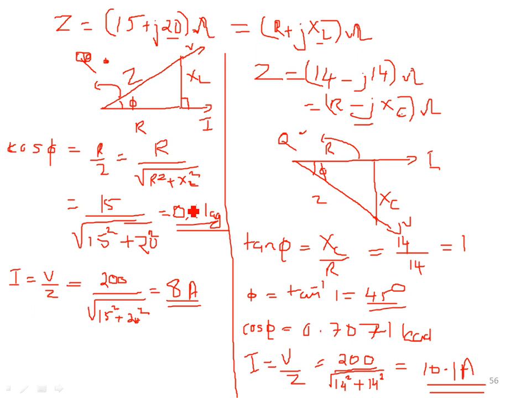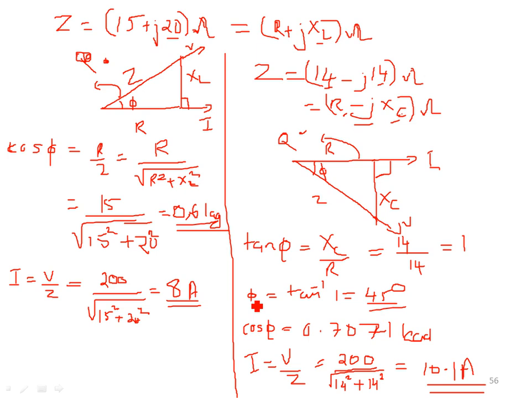Now, coming to the second question. Z is given as 14 minus J 14 ohm. That is equivalent to R minus J XC ohm. First of all, draw the impedance triangle. Resistance will be on the horizontal axis and capacitive reactance will be on the vertical axis, pointing at an angle minus 90 degree. Why? That is minus J. Now, here I am taking a different track. If you look into the triangle, tan phi is XC divided by R. XC is 14, as well as R is also 14. Therefore, tan phi is 1. Therefore, phi is tan inverse 1. That comes to 45 degree. Now, coming to what is cos phi?